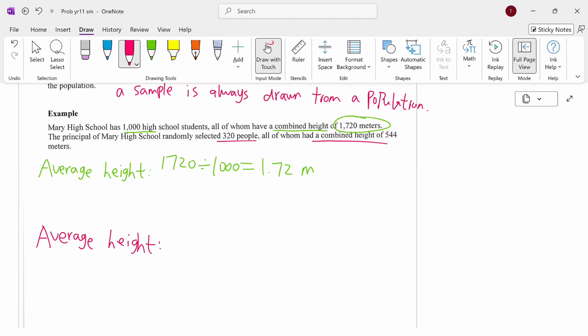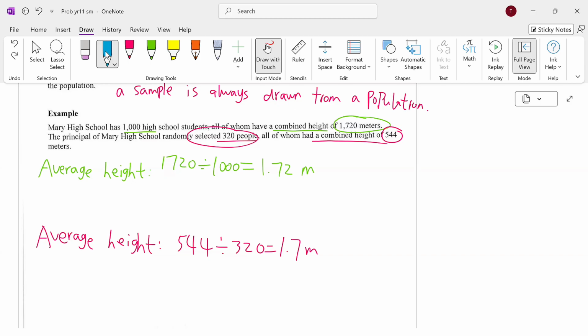Let me calculate this average height. Again, we use the total values divided by the total number. Okay, so 544 divided by 320. That's exactly 1.7 meters. Well, two average values, two average heights. What's the difference between the two?